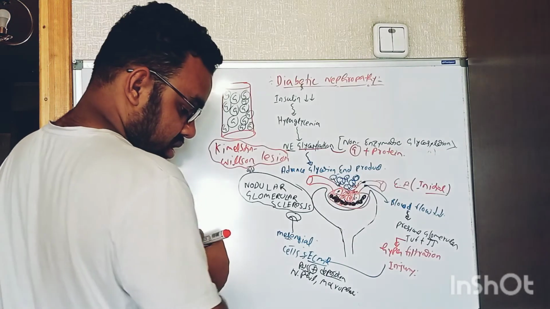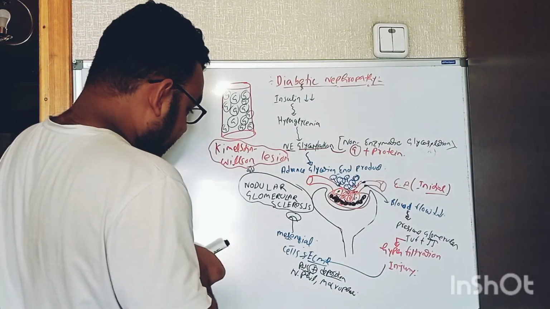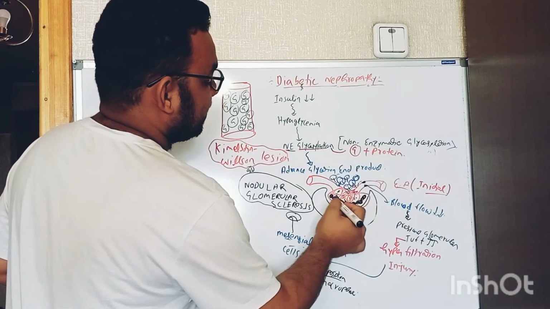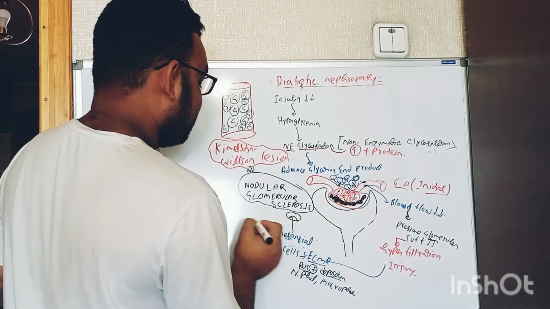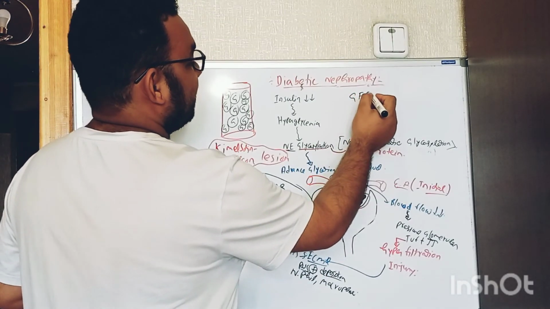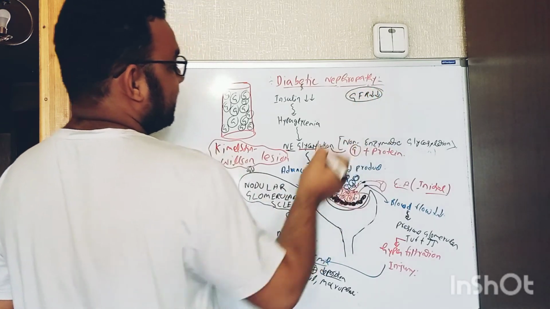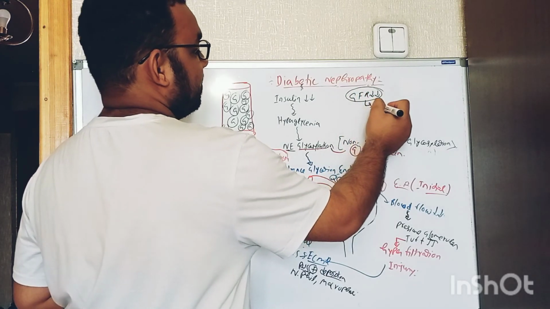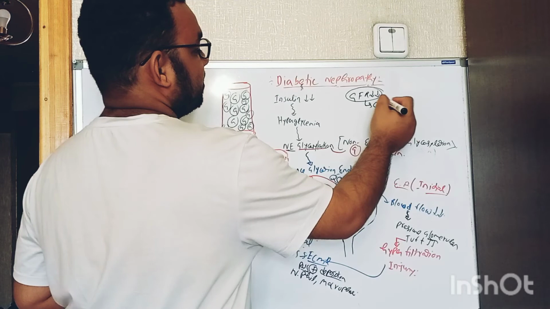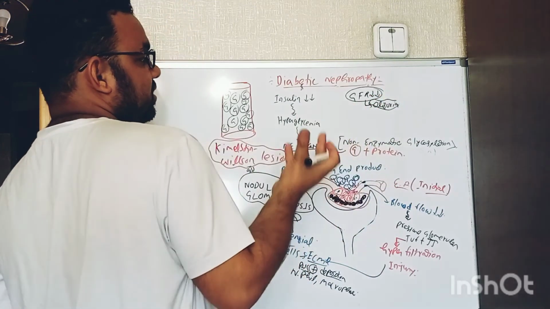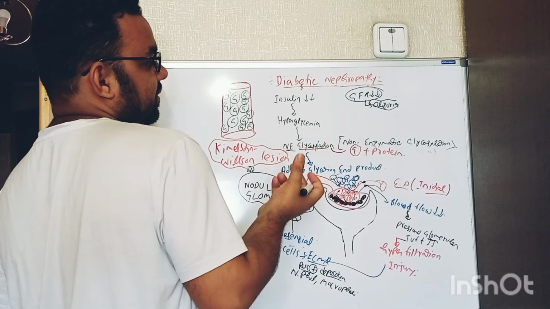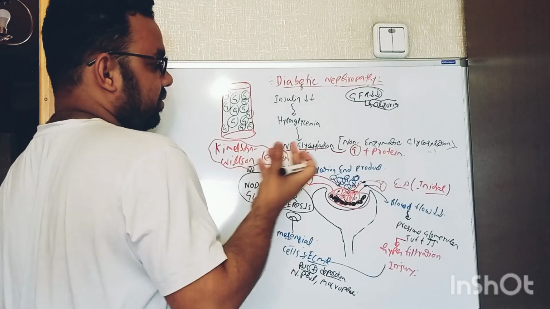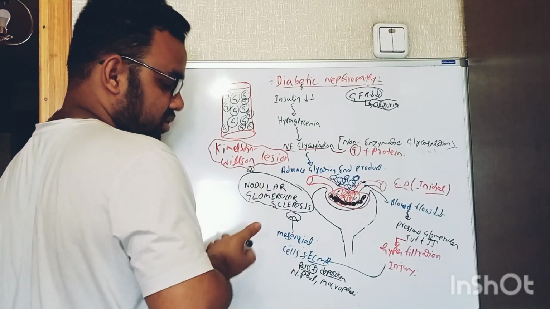Ultimately, what can you see here? In these cases the GFR will definitely get decreased. So the problem we'll see is that the patients will have oliguria. If the GFR is less, the filtration will be less, and whenever the filtration is less, the production of filtrate will be less. So they will have less urine output, and as a result we see the development of oliguria.